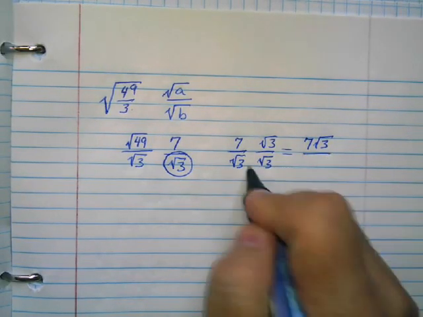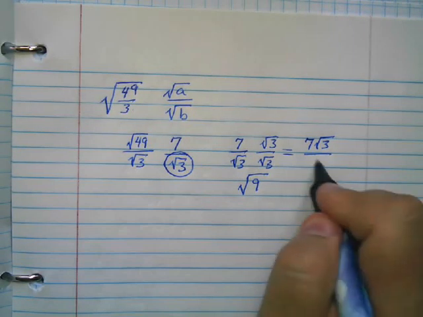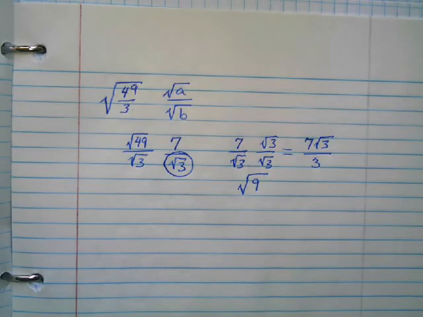Because what is the bottom? Square root of 3 times the square root of 3 is the square root of 9, which is just equal to 3. So when you have a square root of a number times itself, that just kind of cancels out and gets rid of the square root.